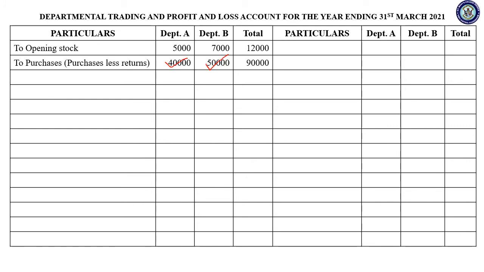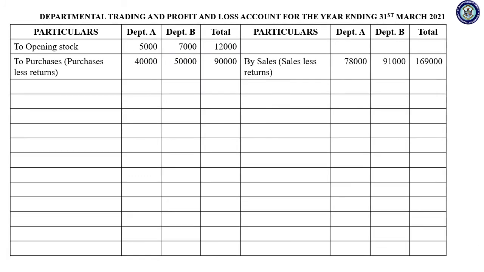So that is purchase. Next, sales. Sale is an income, so it is by sales. By sales. Again, after deducting sales return. Now, Department A.